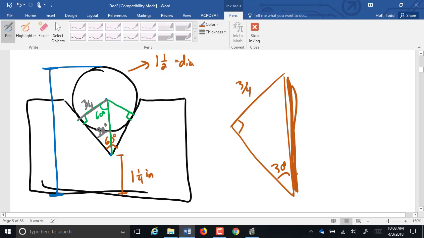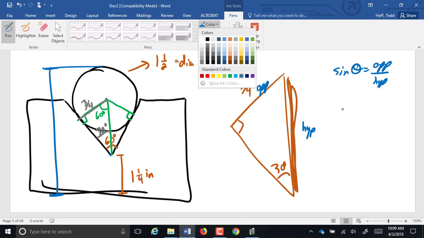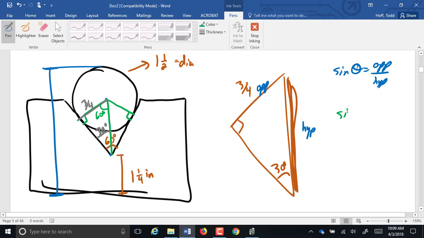We really want this side, is all we want. How do we find that? Well, according to the 30 degrees, this is the opposite, and this is the hypotenuse, which is the sine function. We fill in what we know. Our angle is 30 degrees. Our opposite is 3/4 of an inch. Our hypotenuse is what we're looking for. Cross multiply and divide, you get that the hypotenuse is 1.5 inches, correct?